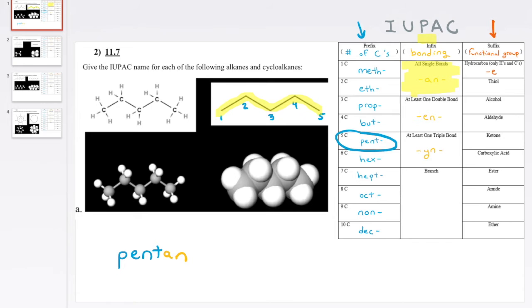Last but not least, we don't have a functional group here. We only have hydrogens and carbons. You can see that especially in this picture on the left. And so the suffix is going to be E, so this will be pentane.